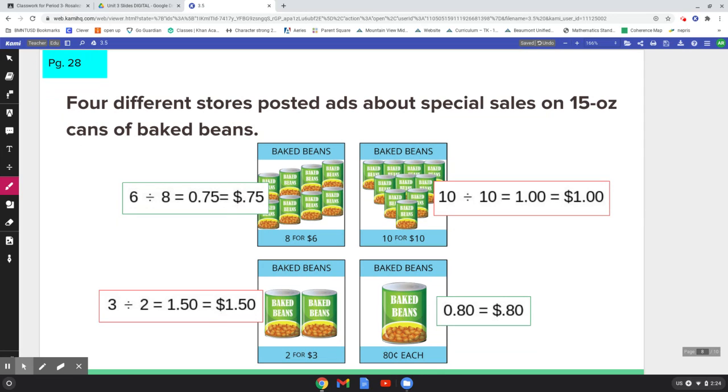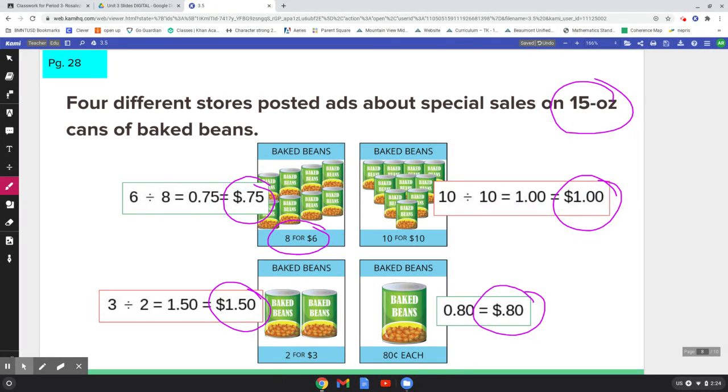So we're just kind of comparing beans. 4 different stores posted ads about a special on a 15-ounce can of beans. So I literally just divided every single option. So I did $6 divided by 8, and I got 75 cents. I did $10 for 10 of them, and I got $1. I did $3 divided by 2, and I got $1.50. And then this one requires no math. They told you that they're 80 cents per can or for 1 can.